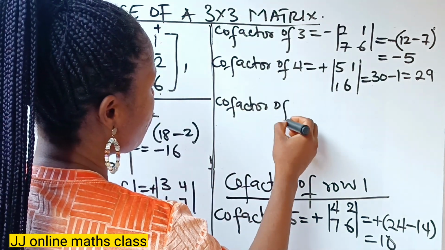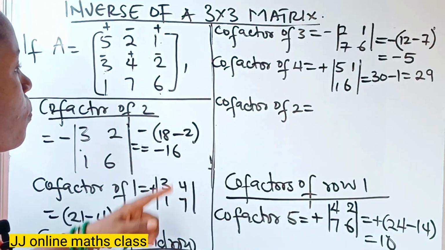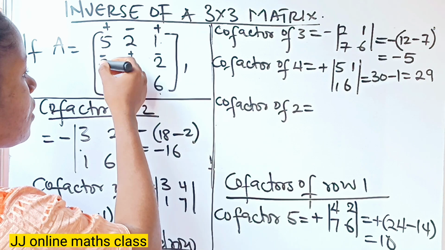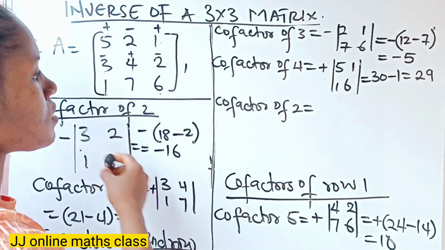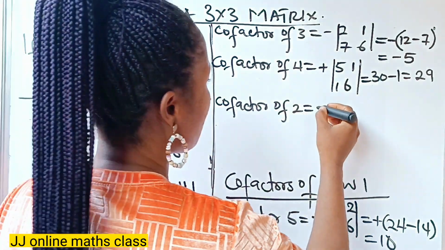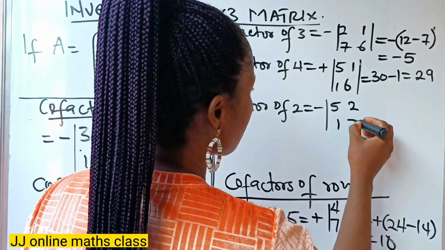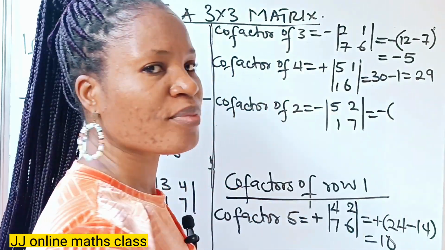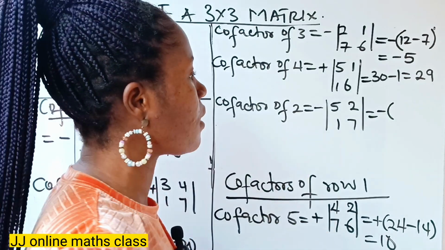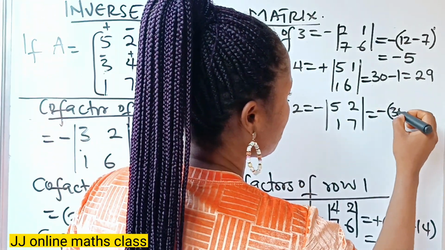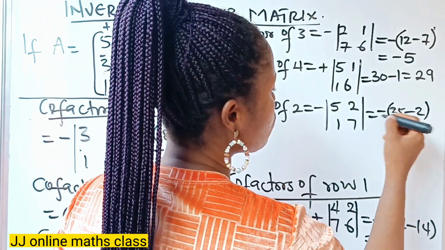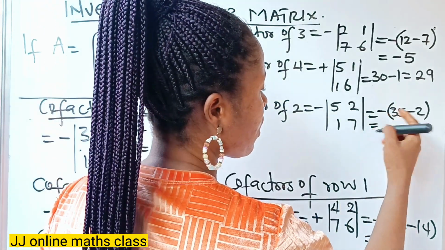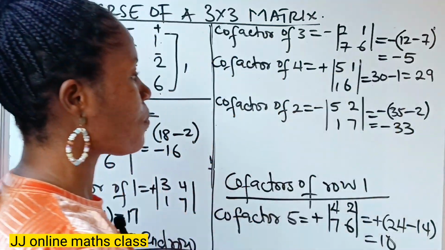Okay, let's find the cofactor of 2. For this particular 2, if we cover it vertically like this and horizontally like this, we have 5 2 and 1 7. Remember there is a negative there, so it's going to be minus the determinant of 5 2 1 7. Because of this negative, I will be careful because I know it's going to affect my results later. So 5 times 7 will give us 35, minus 1 times 2 will give us 2. So 35 minus 2 is 33, right? Remember our negative sign, so it's going to be minus 33.